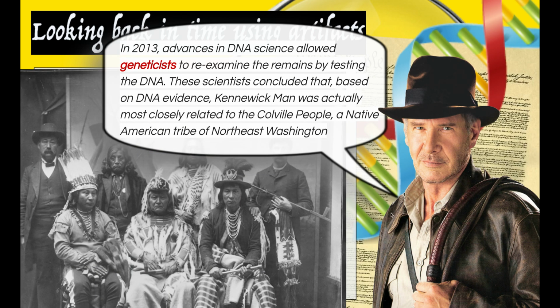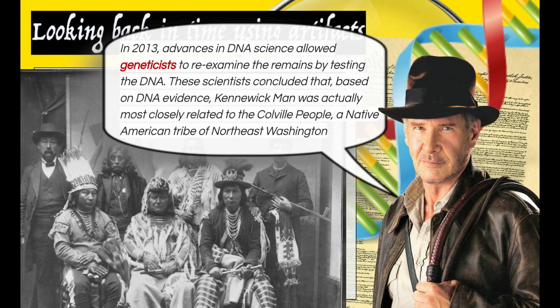In 2013, what we discover is there are some advances in DNA, right? These advances in DNA science allowed geneticists, who are biologists who study genetics, the science of genes, how things are passed down from our ancestors, heredity, to re-examine the remains of Kennewick Man and test his DNA. And these scientists concluded that based on the DNA evidence, Kennewick Man was actually most closely related to the Colville people, which is a Native American tribe in Northeast Washington, right?